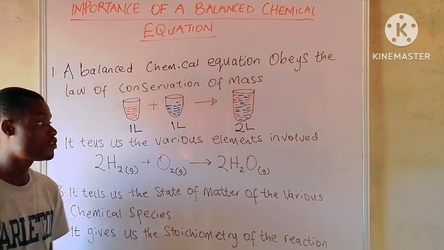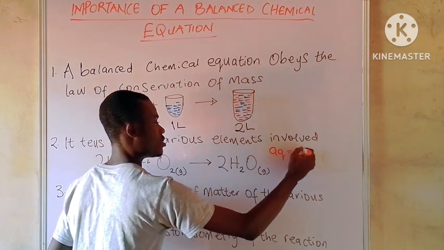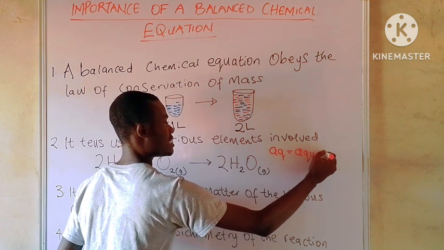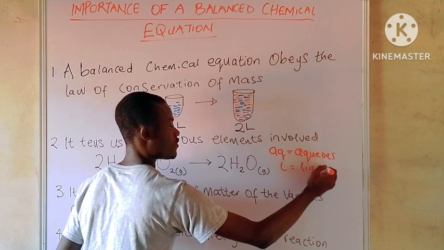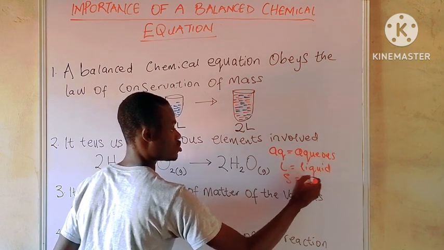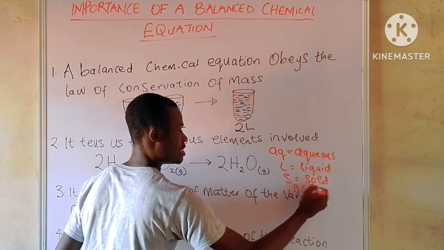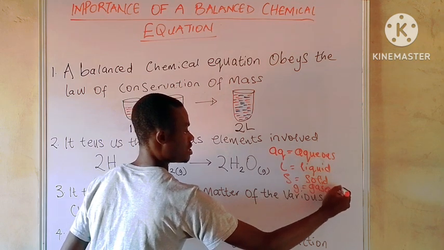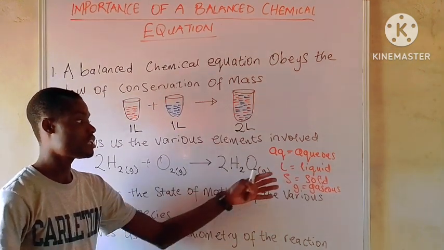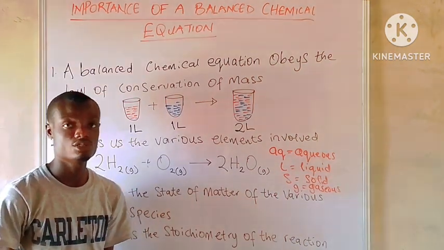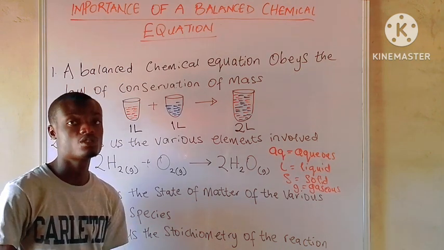In some other equations, we find terms like aq, which means aqueous. We find terms like l, which is liquid, s, which is solid, and g, which is gaseous. So you find terms like aqueous, liquid, s for solid, and g for the gaseous state. The last thing is that a balanced chemical equation tells us the stoichiometry of the reaction.